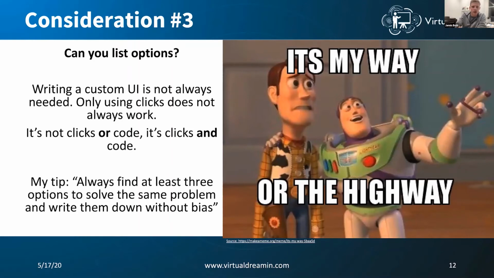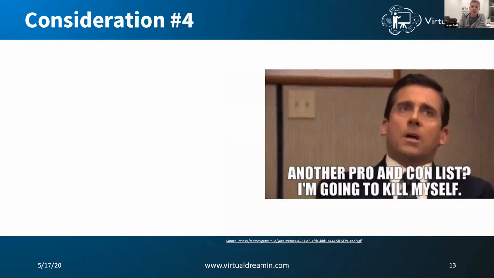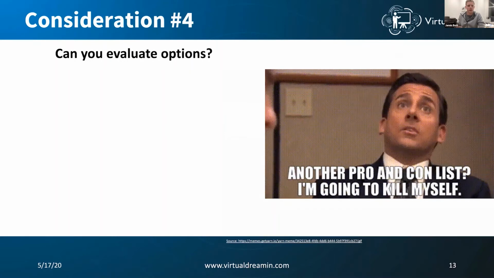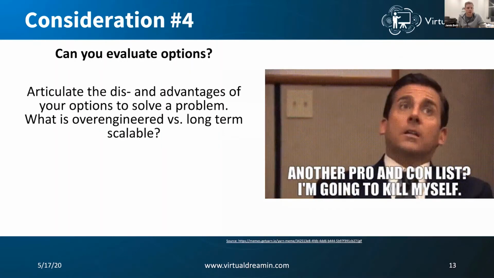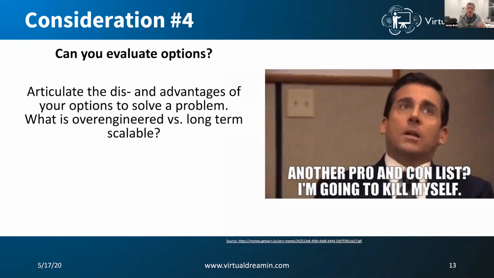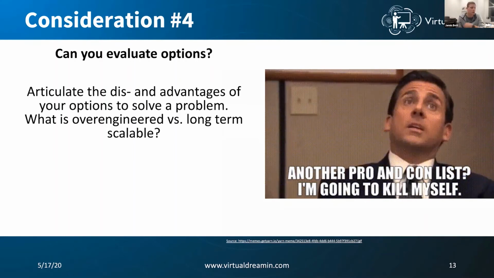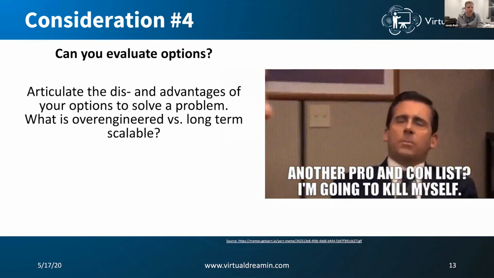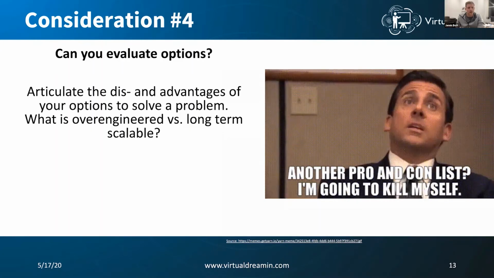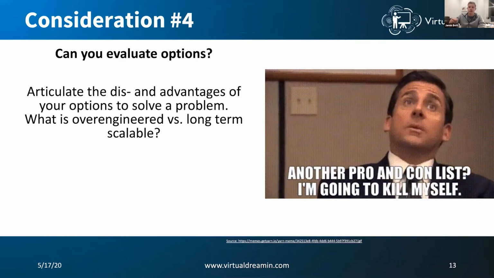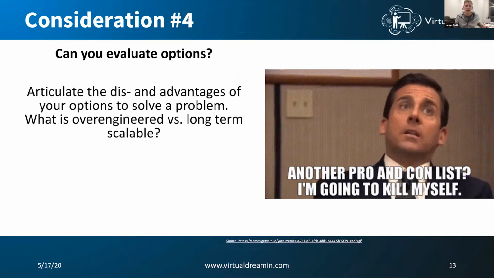And that leads us to consideration 4. Can you evaluate your options? So let's say you have written down the advantages and disadvantages of how you will solve a specific problem, right? Can you articulate what is actually over-engineered versus what is a long-term scalable solution? You could argue that writing a complex call-out framework that orchestrates call-outs to external systems in code is over-engineered if you just have one external integration. However, if you know as an architect that there are 10 integrations down the track, then I would say that's long-term scalable, right?